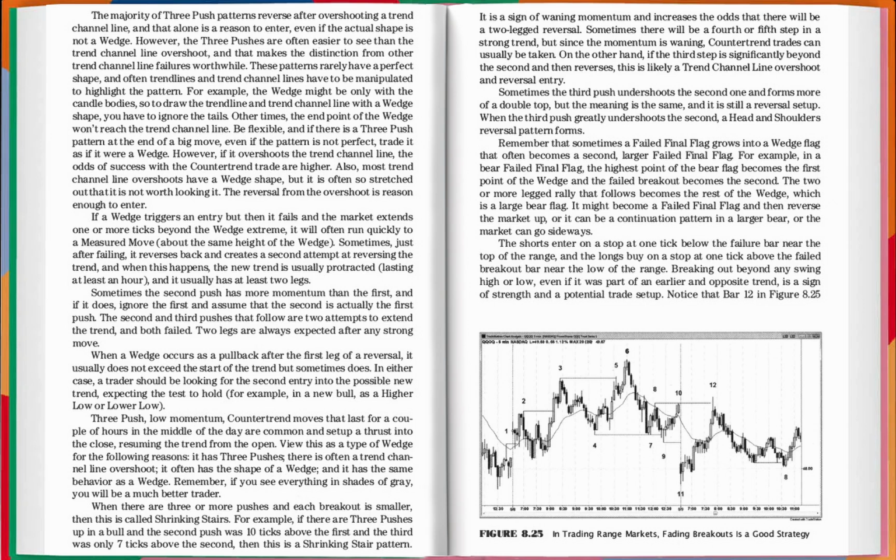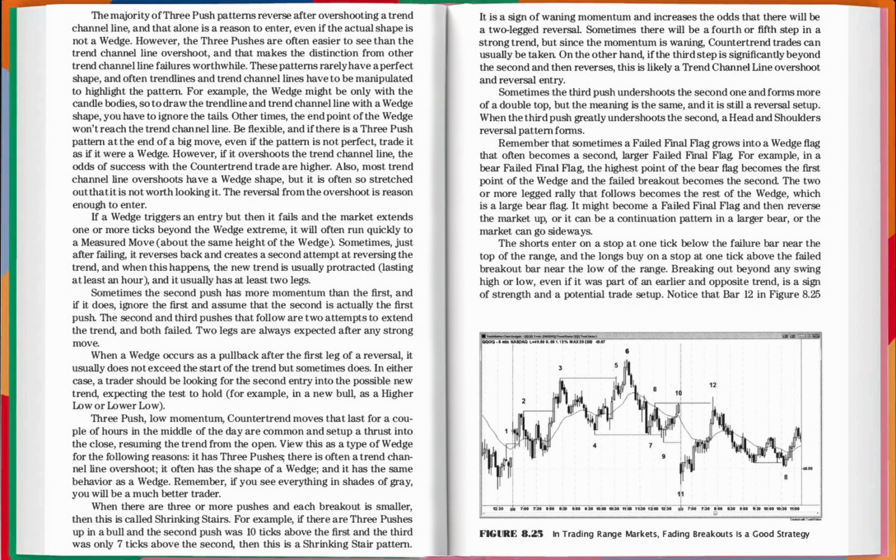Also, most trend channel line overshoots have a wedge shape, but it is often so stretched out that it is not worth looking at. The reversal from the overshoot is reason enough to enter. If a wedge triggers an entry but then it fails and the market extends 1 or more ticks beyond the wedge extreme, it will often run quickly to a measured move, about the same height of the wedge.